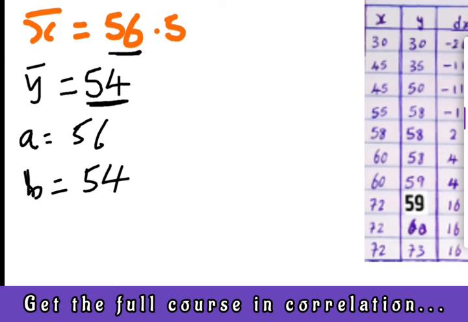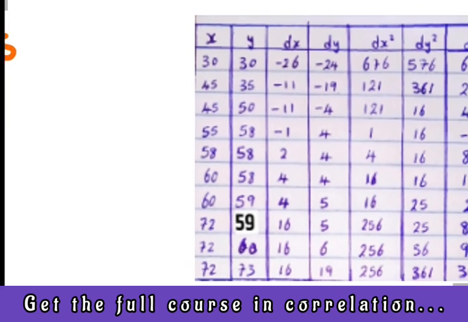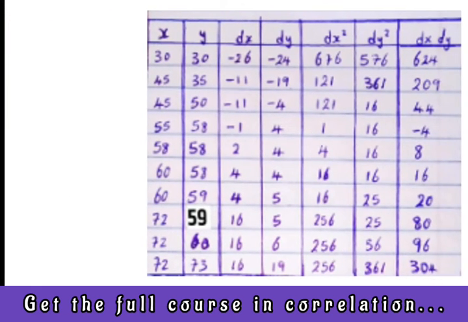Now the next thing we have to find is dx. Like I said before, dx is the difference between the particular score and the assumed mean. So for dx now, work on the x column first. The x score here is 30. So 30 minus the assumed mean, which is 56, right?